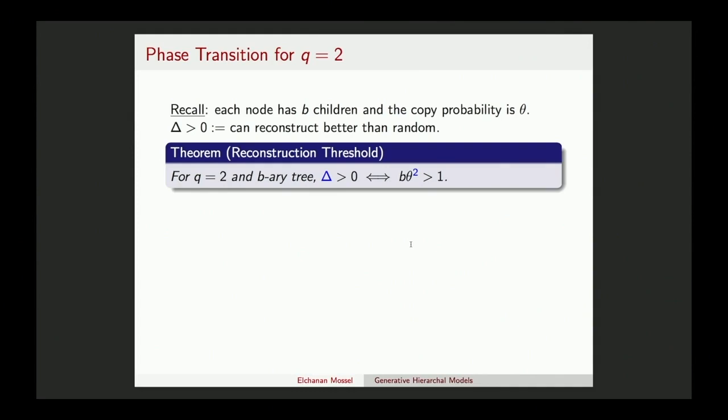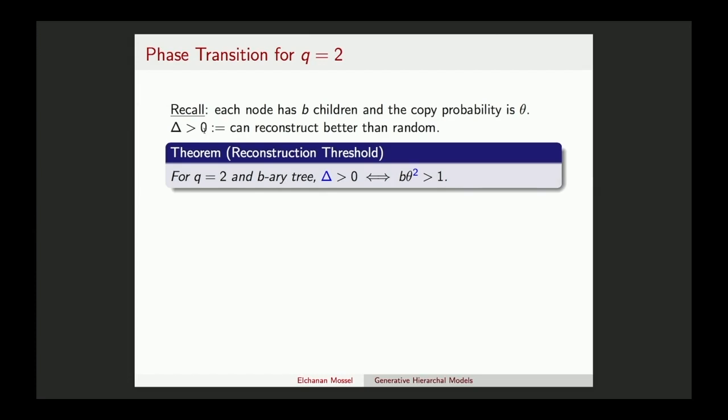This is this model. How is this related to deep nets? Depending on how much time I have, I will try to approach how it's related to deep nets. Okay, so here's the phase transition for Q equal 2. Q equal 2 just means that I have two colors, 0 or 1, or plus and minus. Each node has B children. Again, the copying probability is theta, otherwise I randomize. And delta greater than 0 means that the reconstruction problem is solvable, meaning asymptotically I can reconstruct better than random.